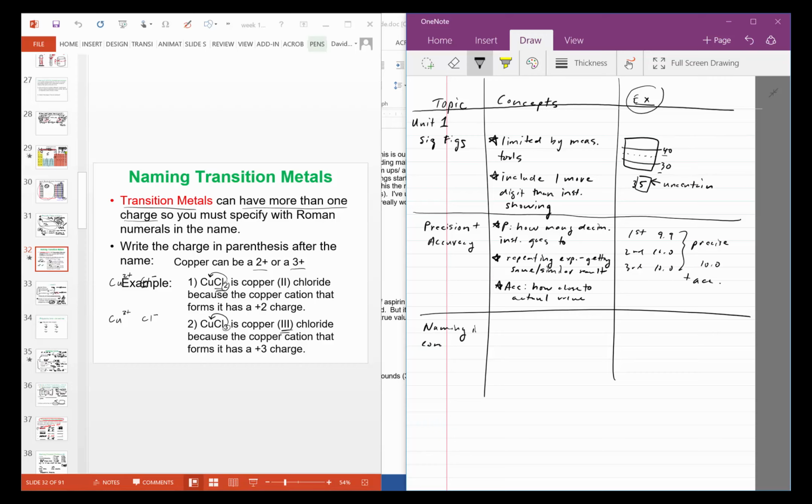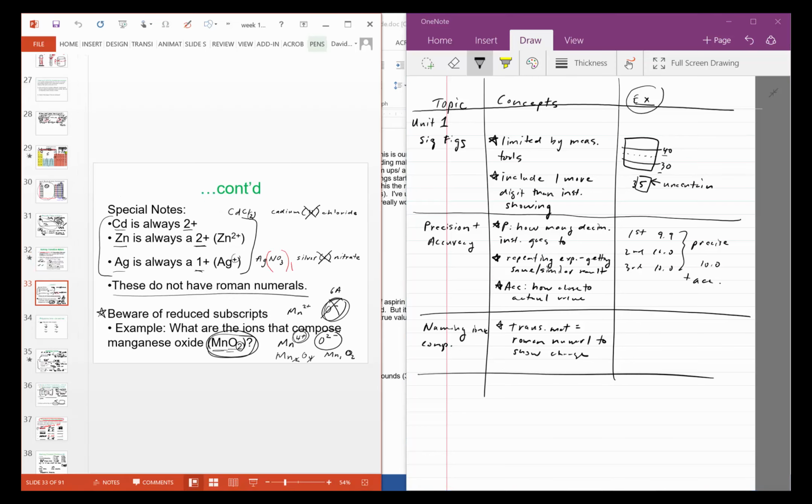ionic compounds. Okay, so you may have forgotten when to use Roman numerals. You have to indicate the charge with a Roman numeral to show the charge. Okay, and you could include the example from the notes or from the book.